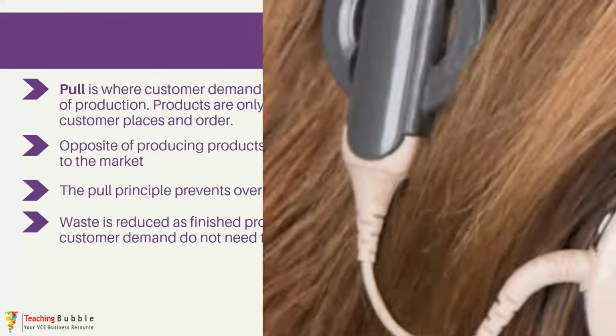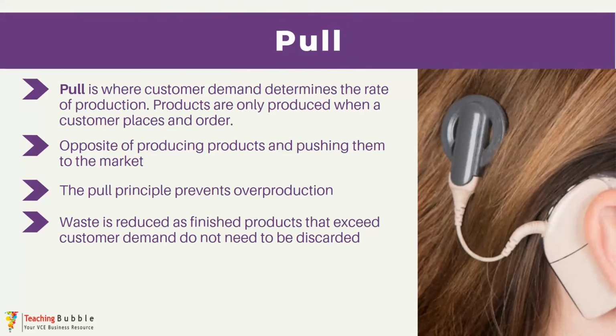A great example of using the pull principle is Cochlear, which is a global manufacturer of hearing implant systems. And so what they do is their production schedules are shaped by actual customer orders, which avoids any need for forecasting or overproduction. So rather than producing the hearing implants, what they do is they receive the orders and produce to order, allowing customer demand to drive production.